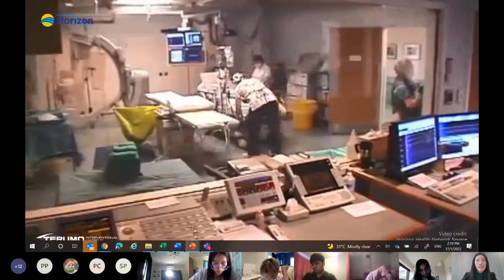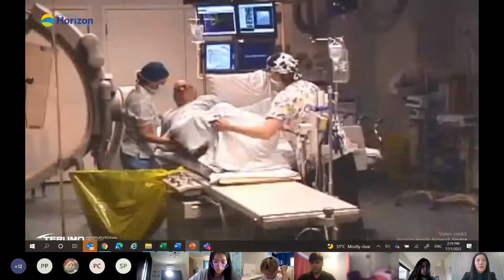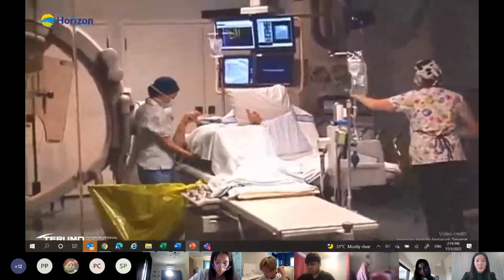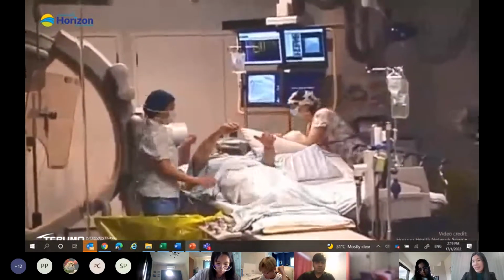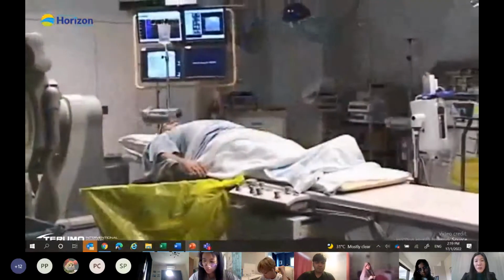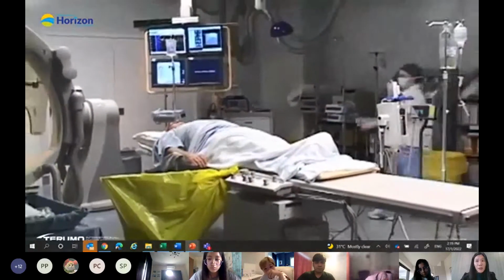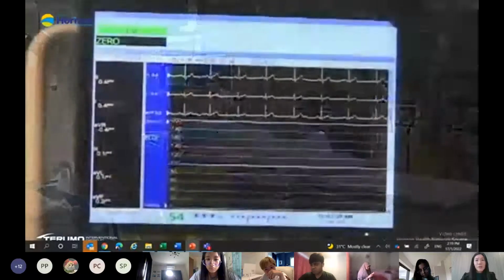Okay, this is in the cath lab. So once the patient is moving, they'll be moved onto this table. So it's no longer called a bed. It's simply a flat piece of table. And the doctors will then start preparing for this procedure.